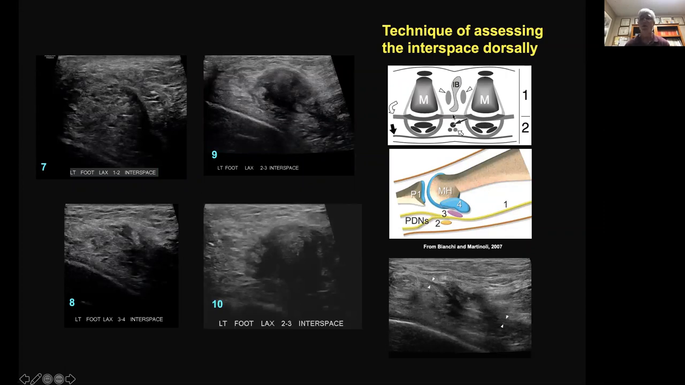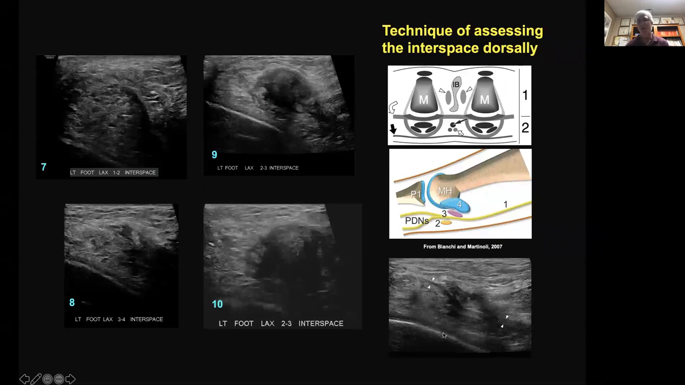And dorsal to the plantar ligament is the bursa, the intermetatarsal bursa. If we look at this in the sagittal plane, we see again the transverse metatarsal ligament. We see the bursa above it and the nerve below it. So this is a normal image of the inner space.